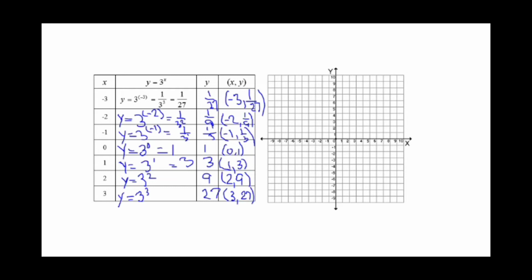So now all I have to do is input these points into my graph. The easiest thing to do is start with my y-intercept. So my y-intercept is 0, 1. So I'm going to my x value 0 and my y value is 1. Here's my first point. Okay. So now I go to another point. Do the easy points first. That will help you out.